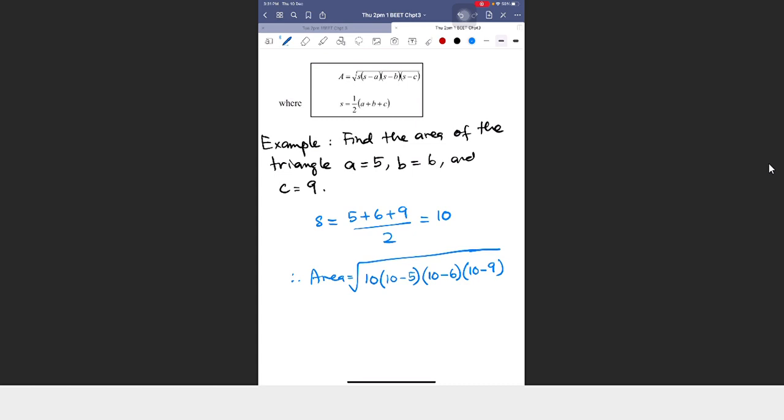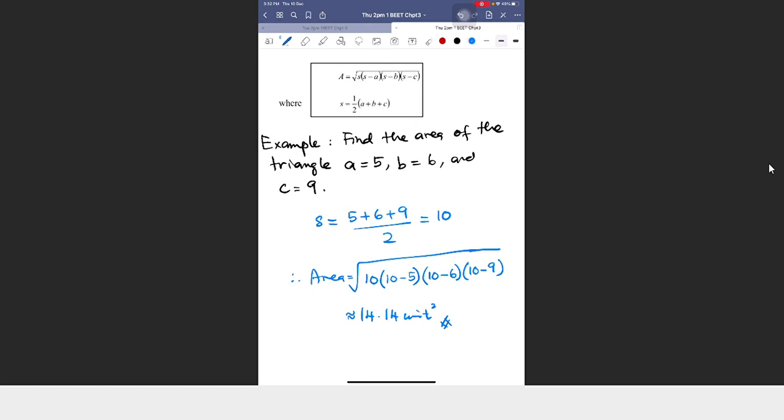So this is Heron's formula. If you use a calculator, 10 times 5 times 4 times 1, take the square root, you get roughly 14.14 unit square. Okay, all right. Any question?